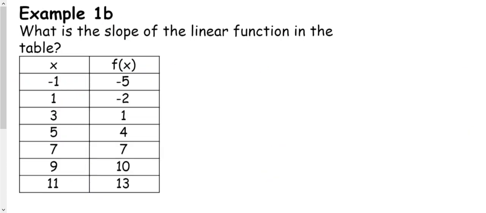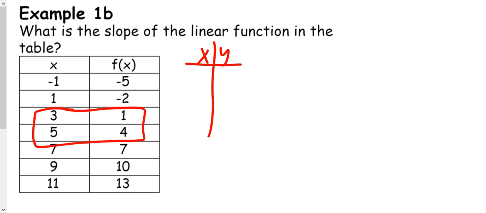So, why don't you take a look at this and try one on your own? If you make your table x, y, and you pick any 2 points, okay, any 2 points at all, I'm going to choose these points right here because they're my smallest values that are not negative. So I have 3 and 1 and 5 and 4. They're going in my little rate of change table.